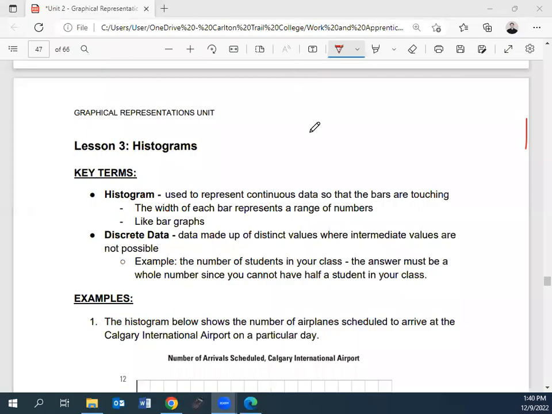Okay, so for this third topic, we're finishing up probably Monday. This is page 46. So we're going to be doing histograms.